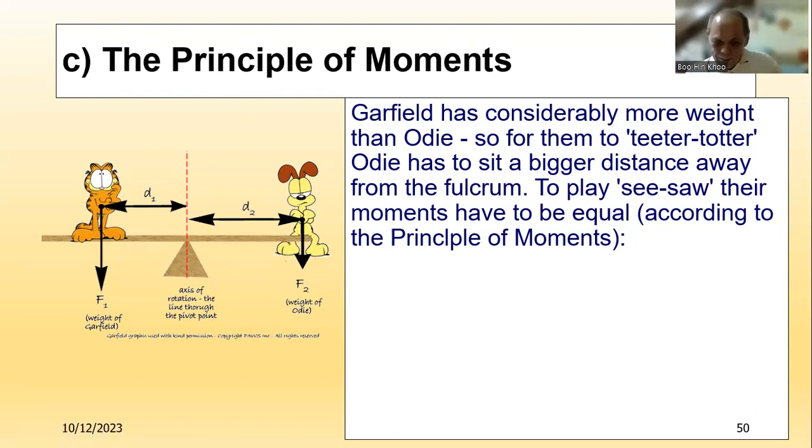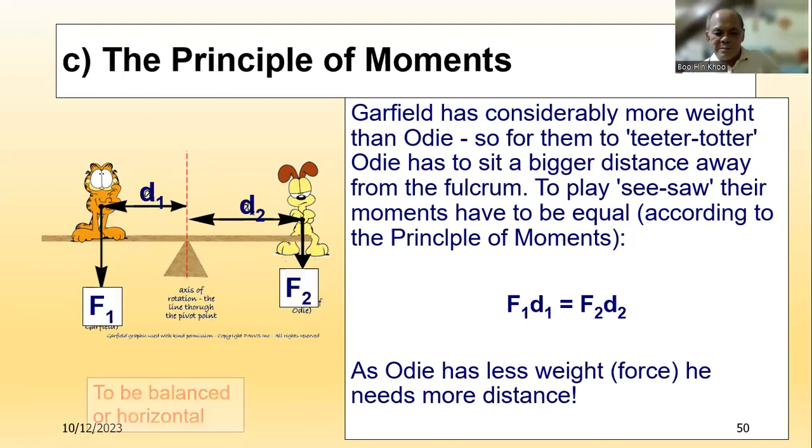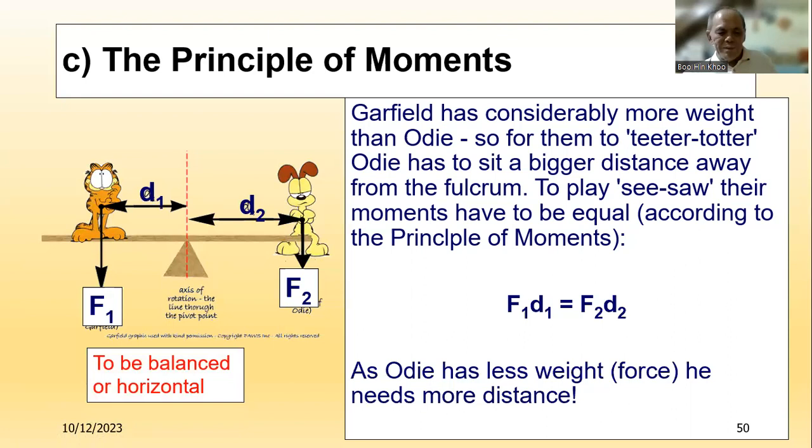Cannot have the distance the same. If the distance is the same, then it will go anti-clockwise. It will not turn at all, cannot seesaw. So F1 D1 equals F2 D2. That's your F1, that's your D1, that's your F2, that's your D2. When we say balance, it means it's horizontal.